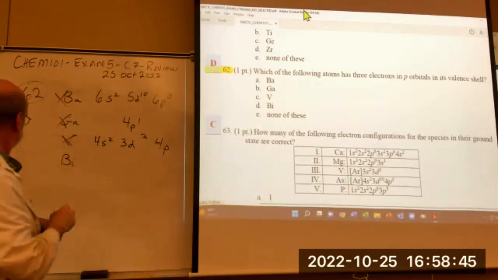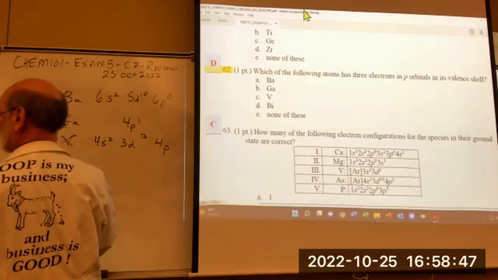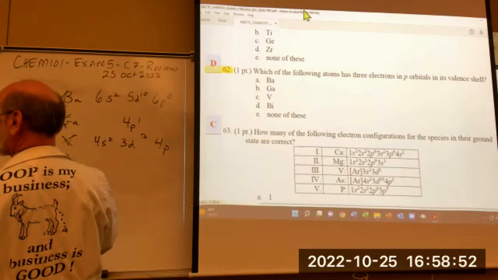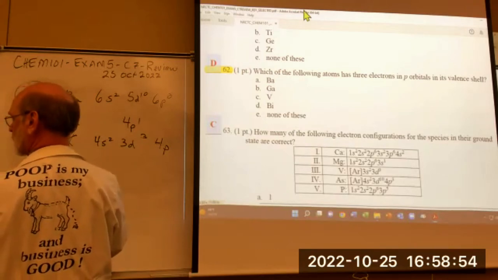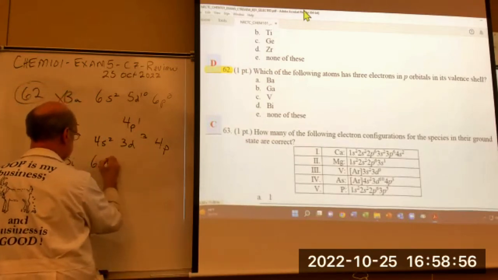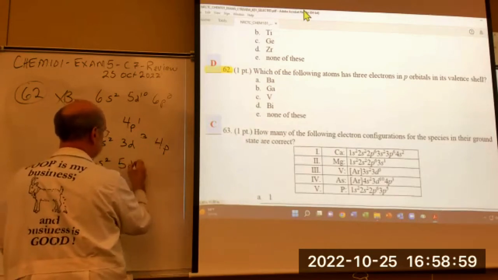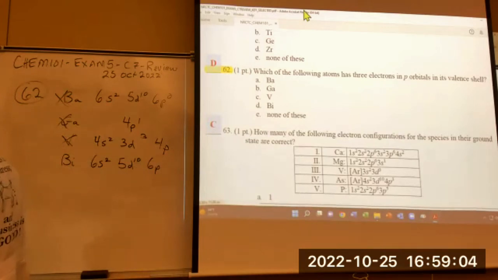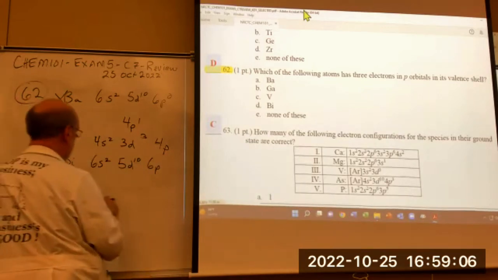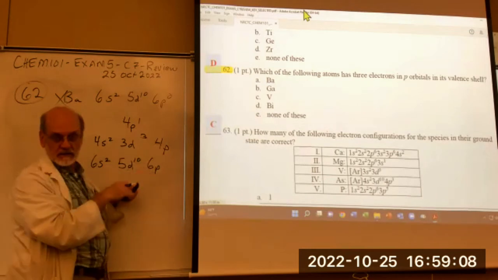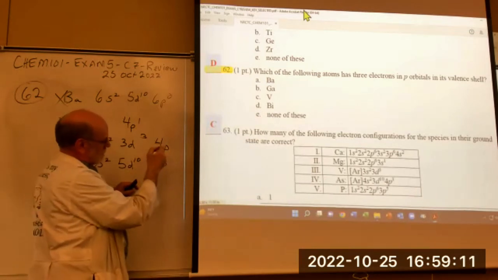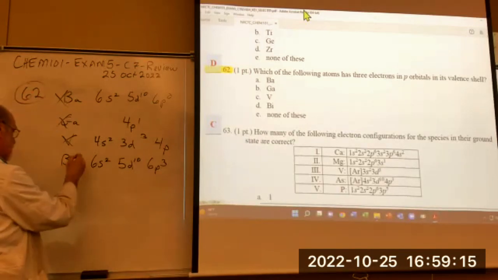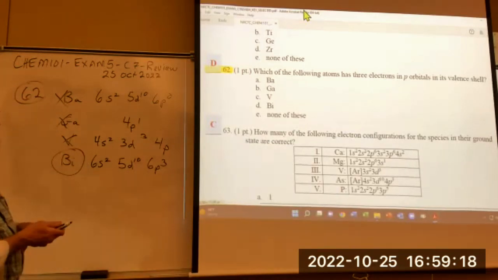How about bismuth? Bismuth is 6s2, 5d10, 6p. Bismuth is 1, 2, 3 electrons over in the p's group. Right? So it needs 3 electrons to complete that p orbital. This is the answer, bismuth.